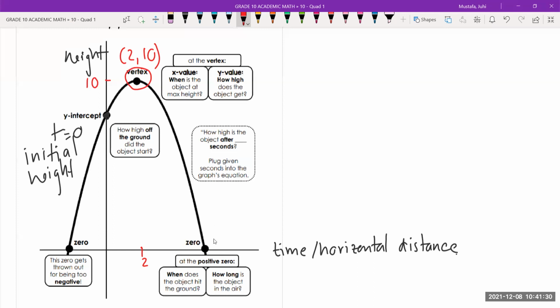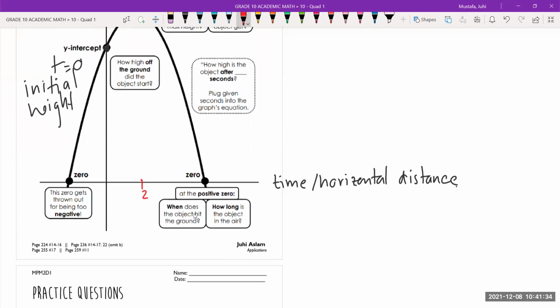And then finally, this 0 over here tells you when the object hits the ground, or how long the object was in the air.